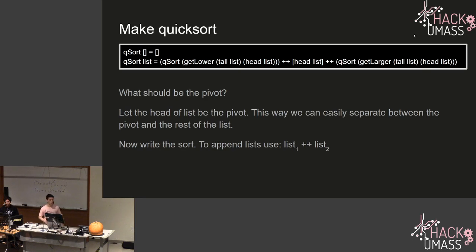We're going to sort the lower part of the list by getting the lower of the tail of the list such that it is lower than the head of the list, right? We already talked about that. We're going to call Quicksort on this whole list. We're going to append it to the list containing only the head of the list, which is the pivot, and we're going to append it to quick sorting of everything that is larger than or equal to the pivot. Does this make sense to everybody? Is how to do it? Cool.